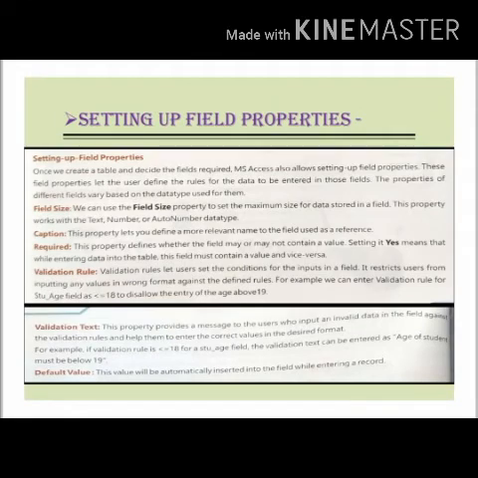Setting up field properties. Once we create a table and decide the fields required, MS Access allows setting of field properties. These field properties let the user define the rules for the data to be entered in those fields. The properties of different fields vary based on the data type used for them. The first is field size. We can use the field size property to set the maximum size for data which is stored in a field. The property works with the text, number or auto number data type.